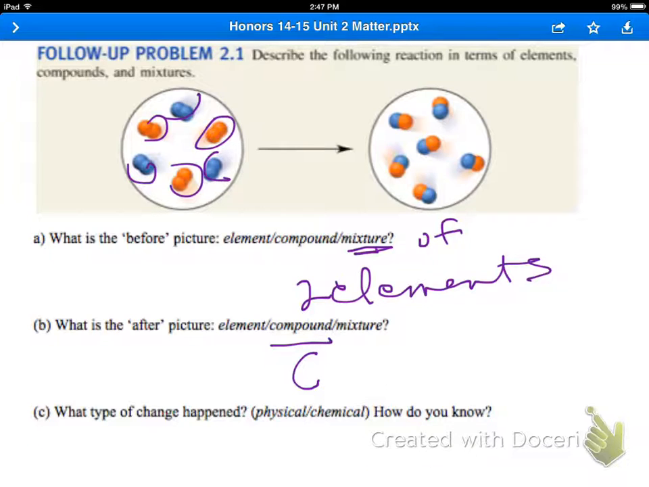So what type of change occurred? It was a chemical change, and the way I know is the composition changed. Because they are together, they are chemically combined. They are always the same composition, right? It's always one blue and one orange. Okay? So I know it's a chemical change. If I had orange and blue separately, it would be a physical change.